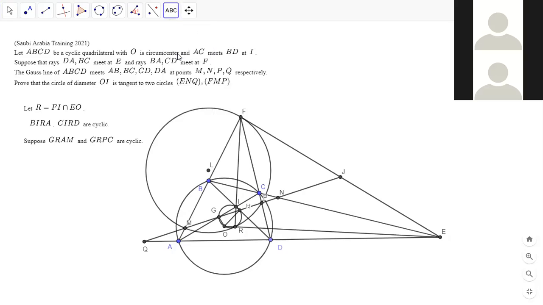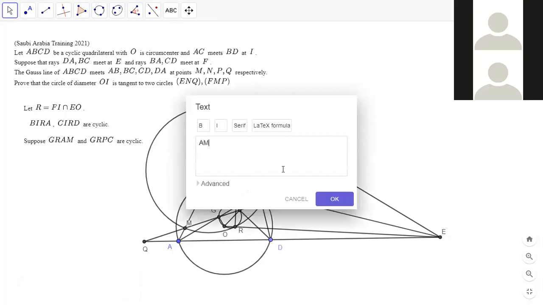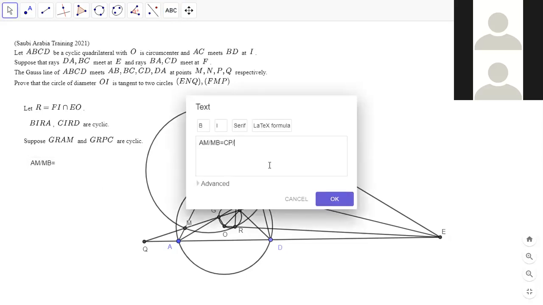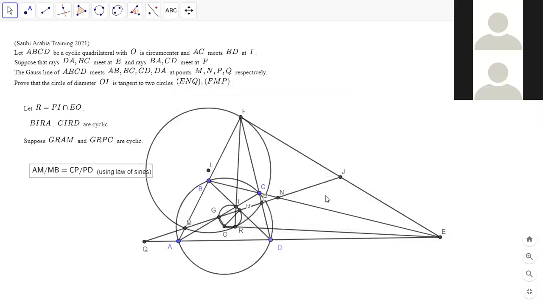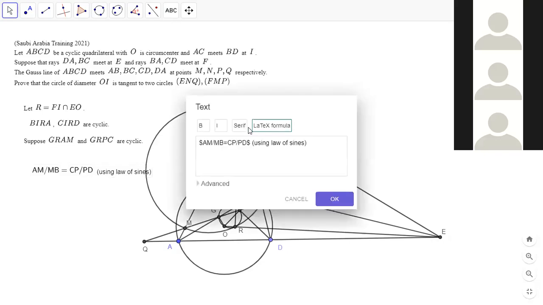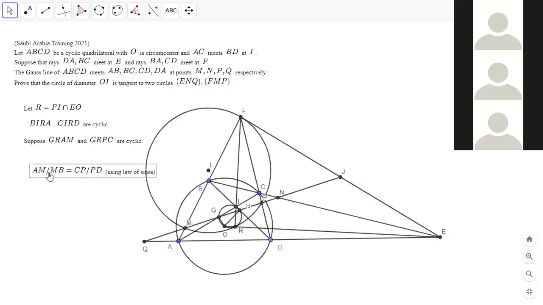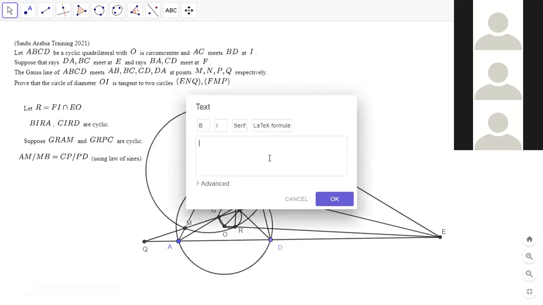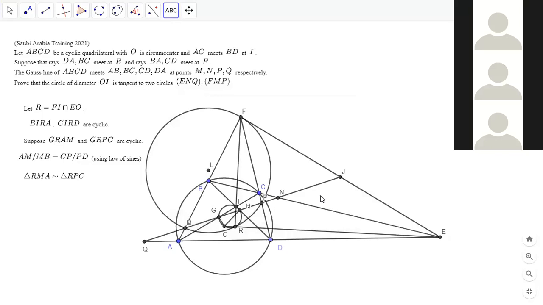Okay, so I'm going to write an outline. So I'll say AM over MB is equal to CP over PD, using law of sines. And then we have RMA is similar to RPC. So yeah, I'm just going to abbreviate a bunch of stuff here. I know we're a little bit over. And then from there, you can kind of prove that the two circles are tangent.